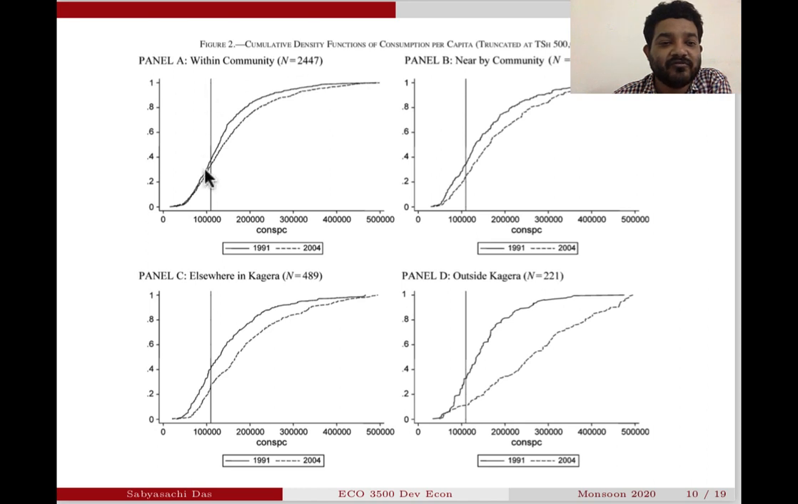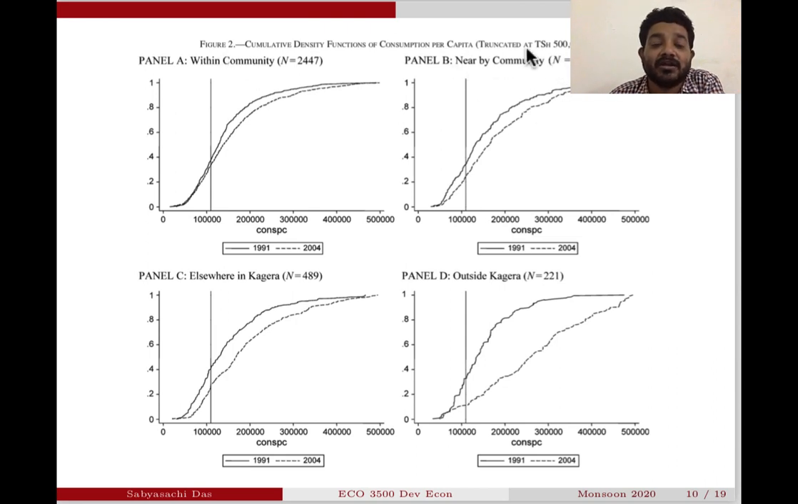So this vertical line is the official poverty line. The Y value at this vertical line gives you the proportion of people living below the poverty line. That's about 40% in 91, and only slightly below 40% in 2004. So there is not much poverty reduction happening during this time period for the people who have stayed within the community.